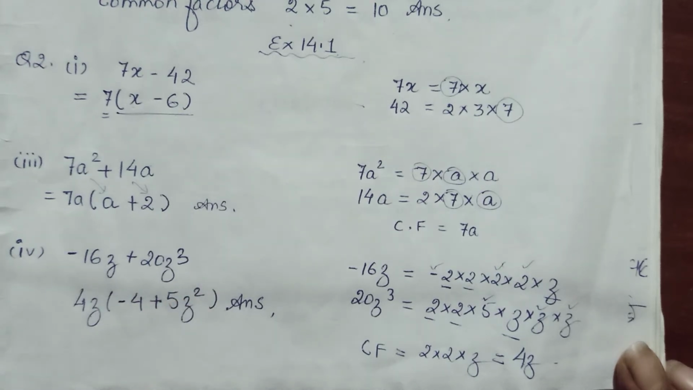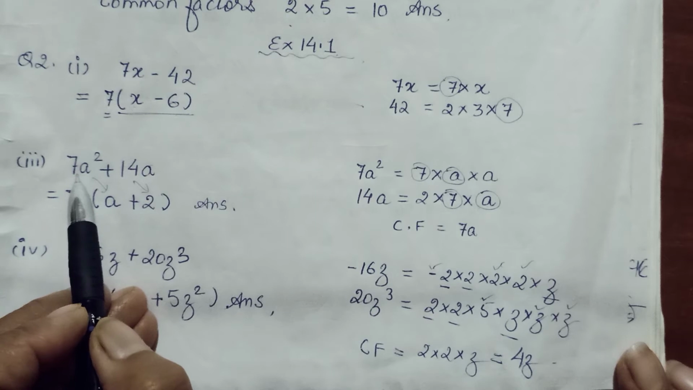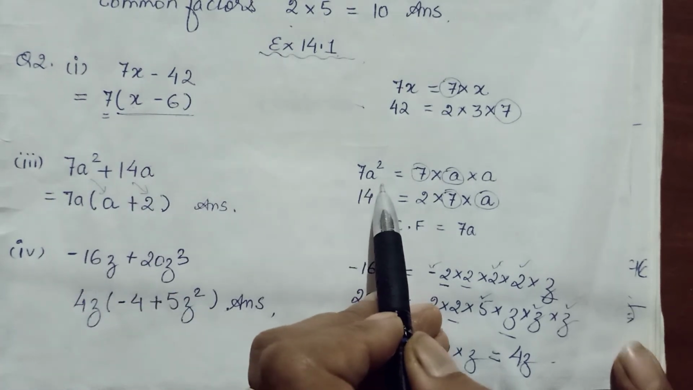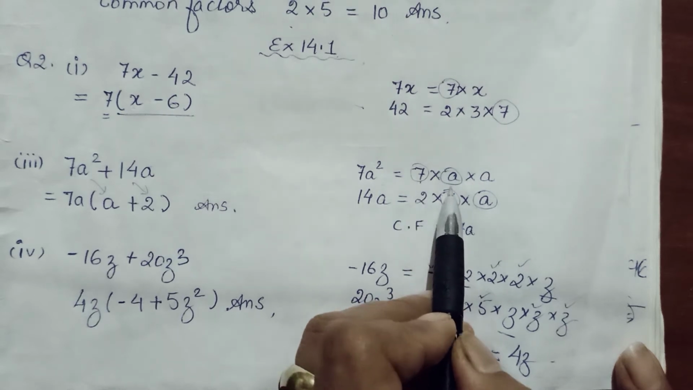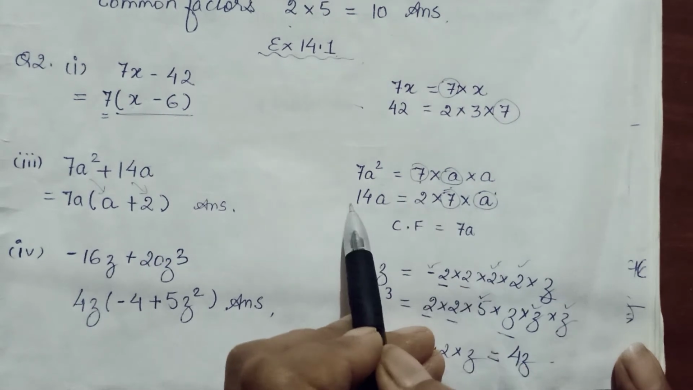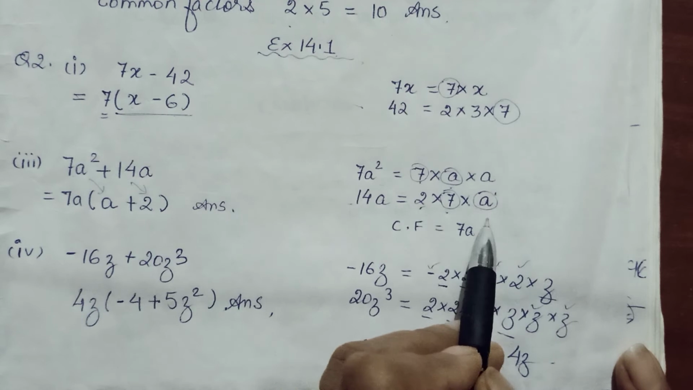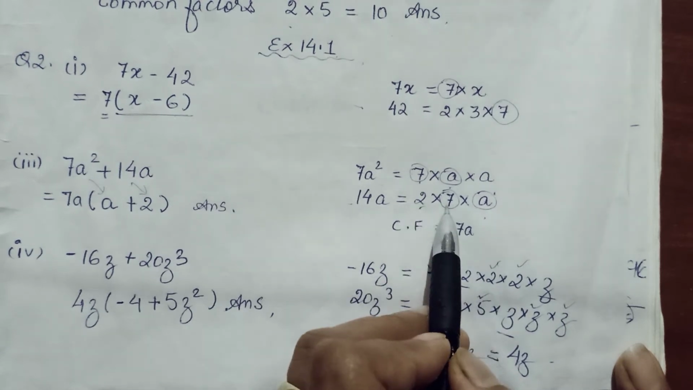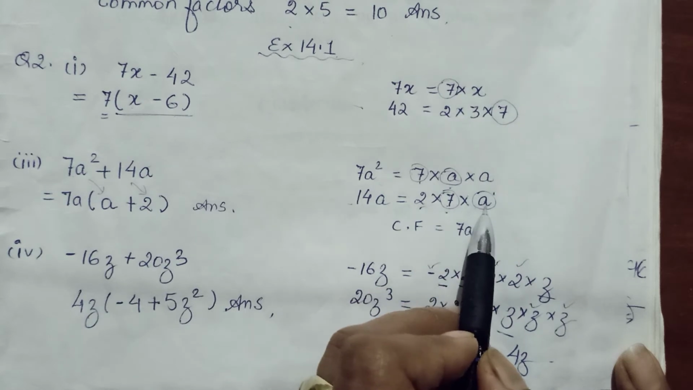In this next one, you had one term 7a square, another one 14a. So the factors of 7a square will come as 7 into a and another a. The factors of 14a will be 2, 7 and a. Out of this, we see 7 present in both, and one a also present in both.